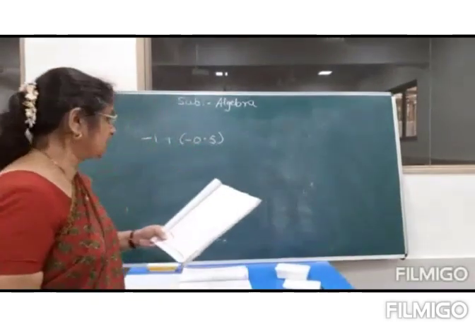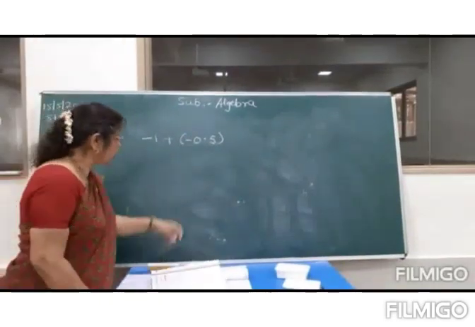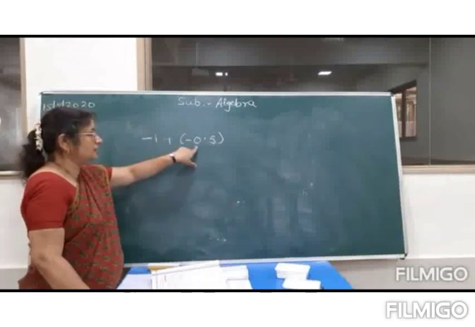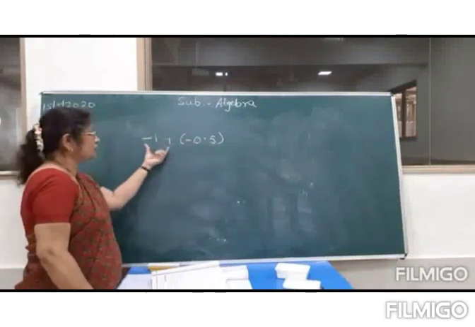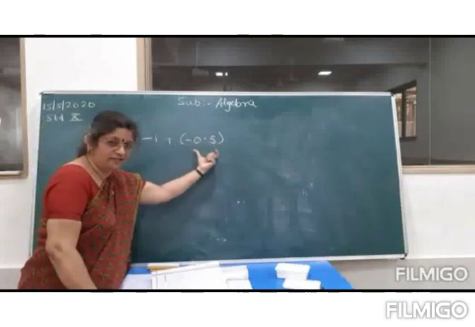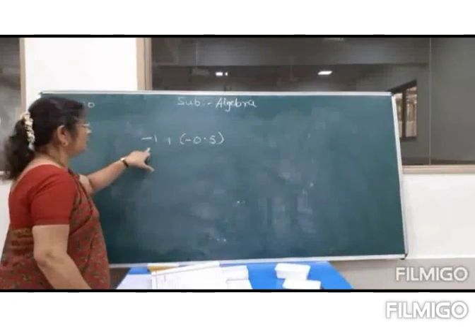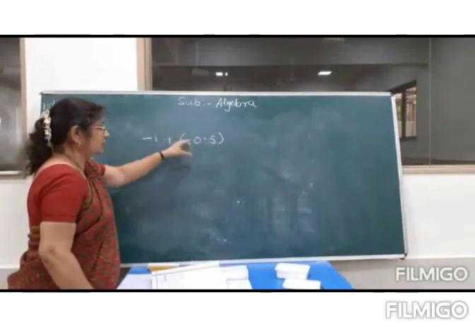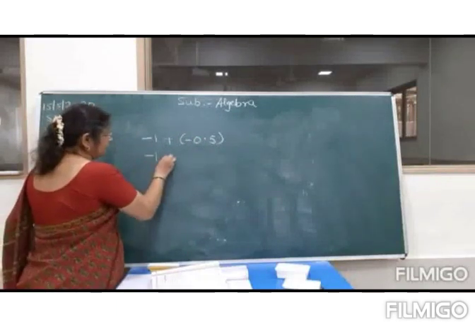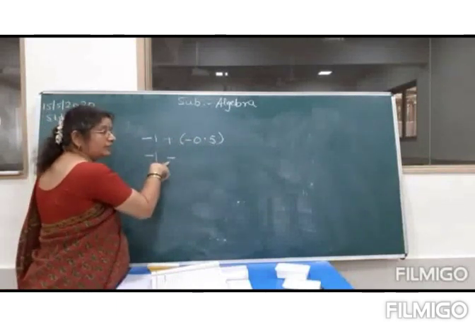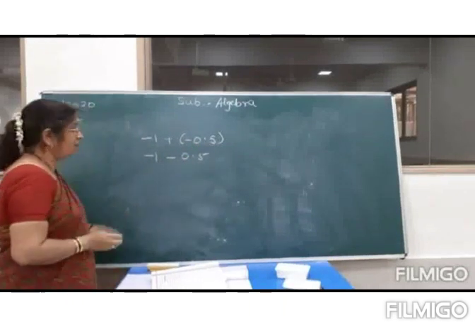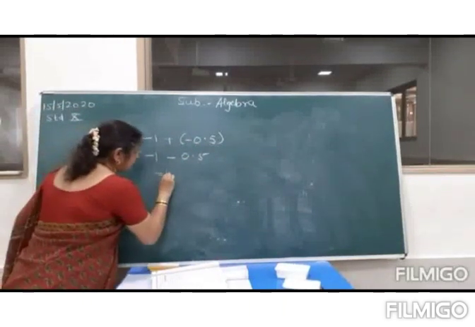Okay, the fifth example we were going for: minus 1 plus, in the bracket, minus 0.5. That means actually we are adding minus 1 plus minus 0.5. Correct? But here the minus sign is there and it is in the bracket. So when you open the bracket, plus minus becomes minus, and 0.5. But now see, what will be the answer?